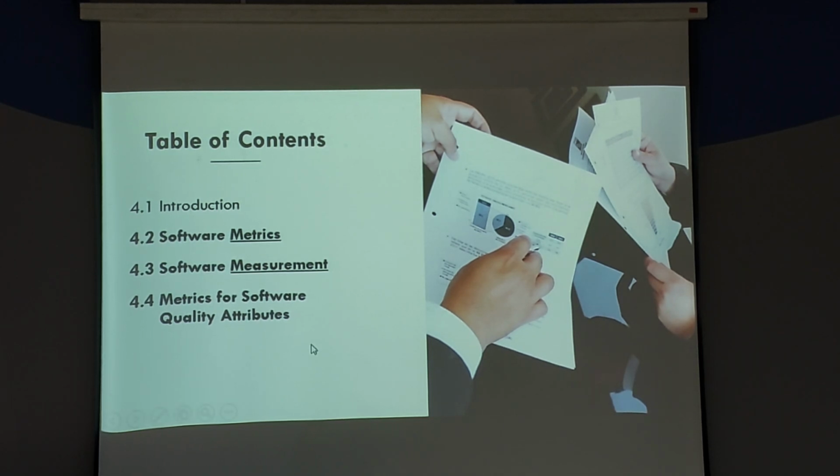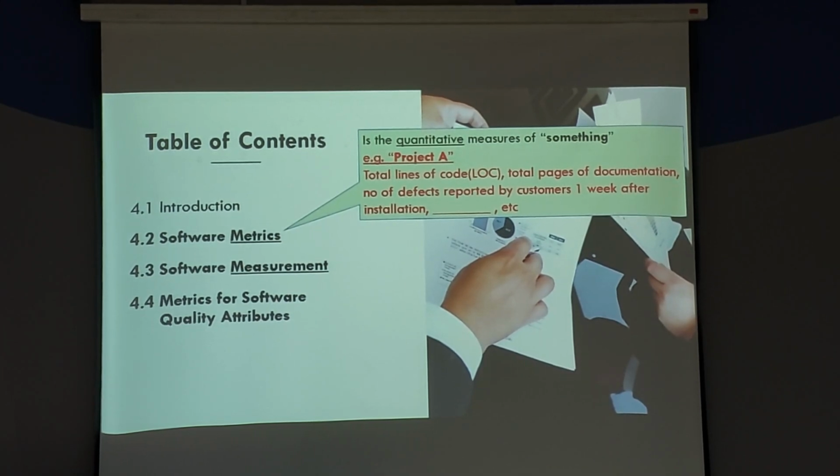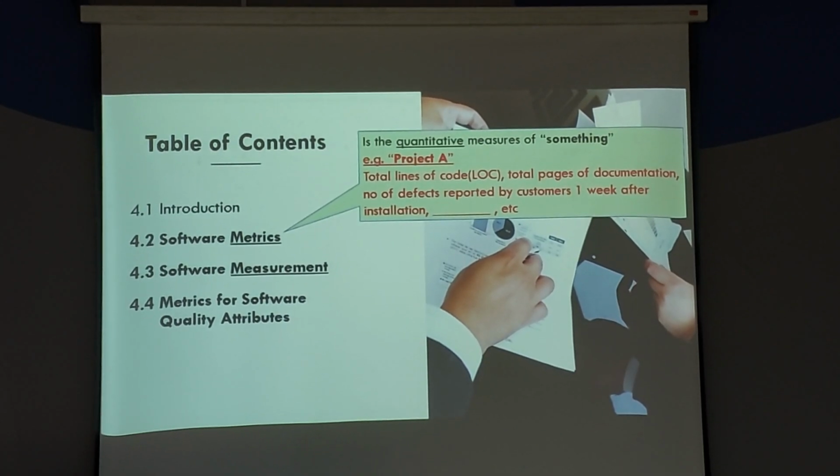So first of all, as you can see here, I've underlined 2 words: metrics and measurement. So it's good that you understand these 2 terms. What's metrics and what is measurement? Metrics is the quantitative measure of something. So I repeat, metrics is the quantitative measure of something.